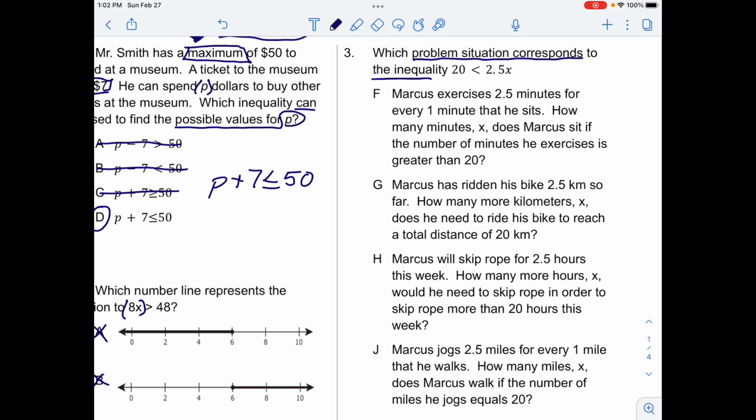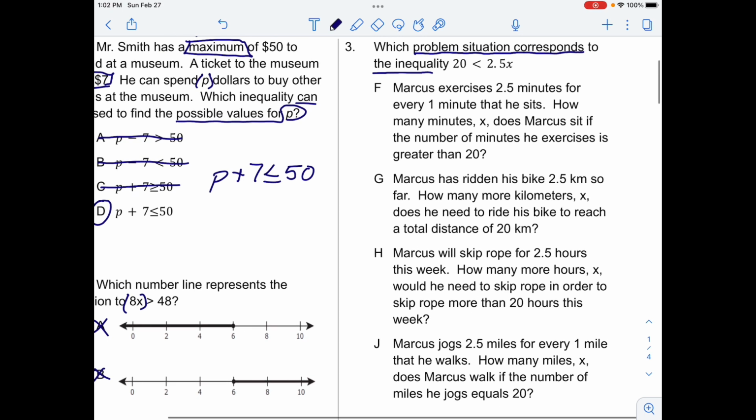Alright, next one, we need to match the problem situation that corresponds to the inequality 20 is less than 2.5 times x. Okay, so here we go. Marcus exercises 2.5 minutes for every 1 minute that he sits. How many minutes x does Marcus sit if the number of minutes he exercises is greater than 20? Okay, could that be a possible answer?